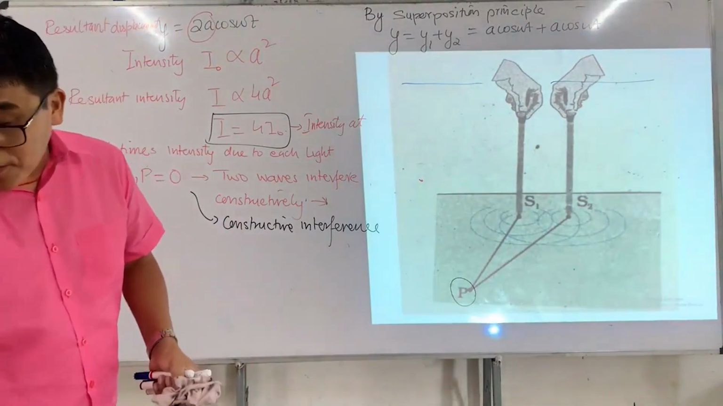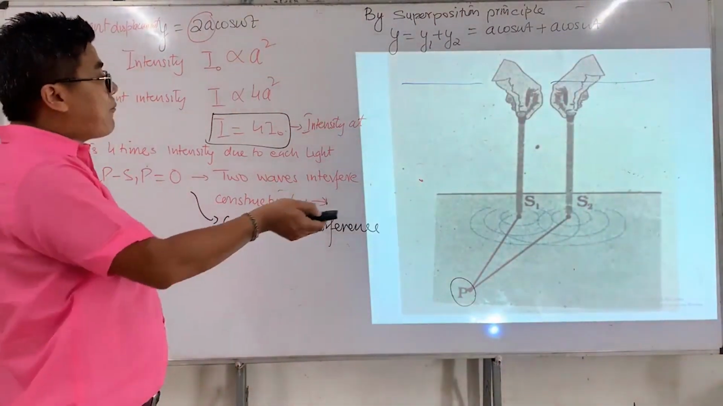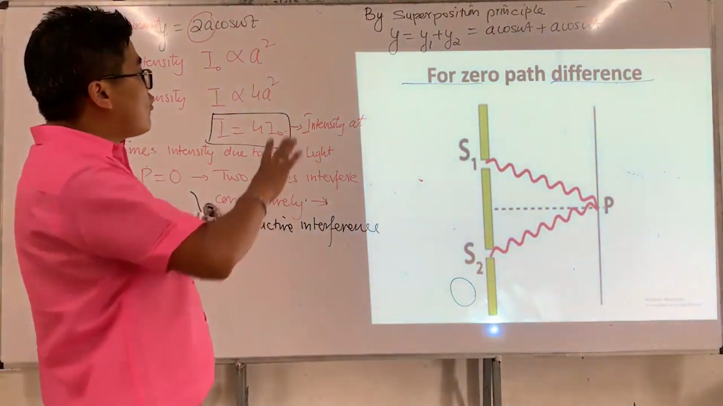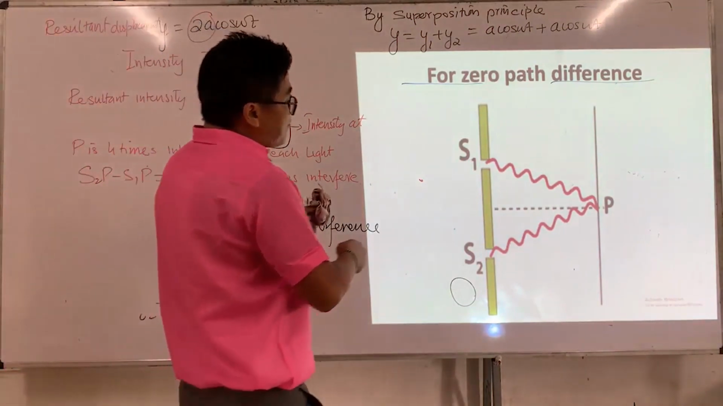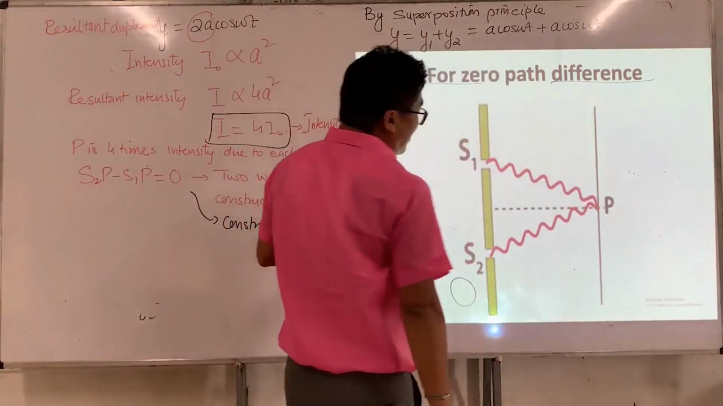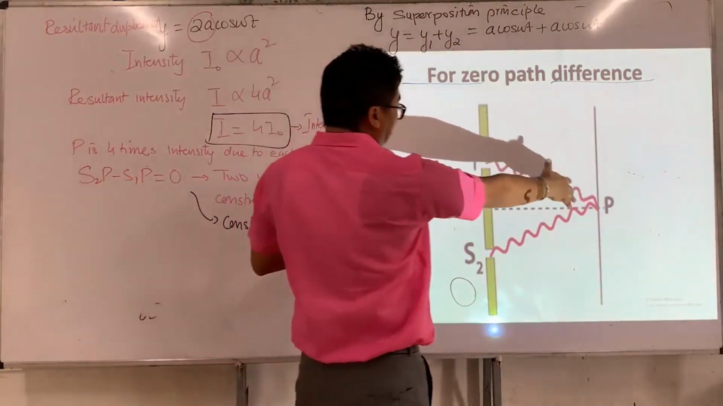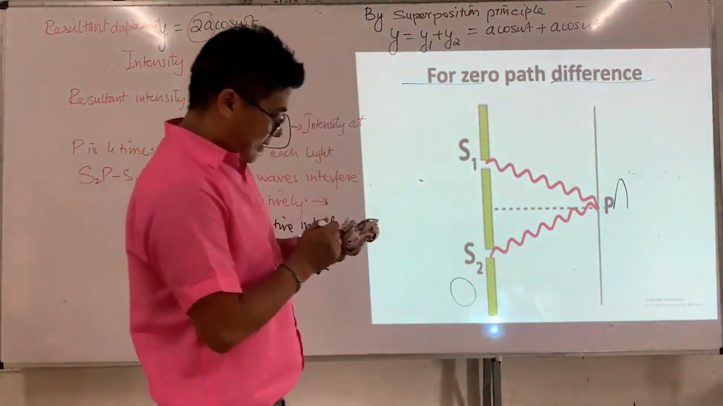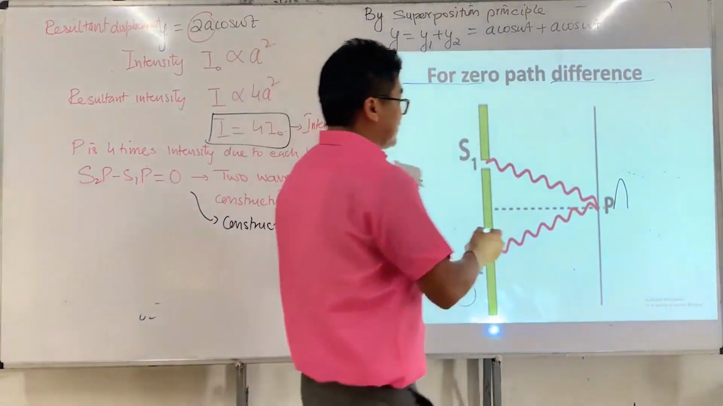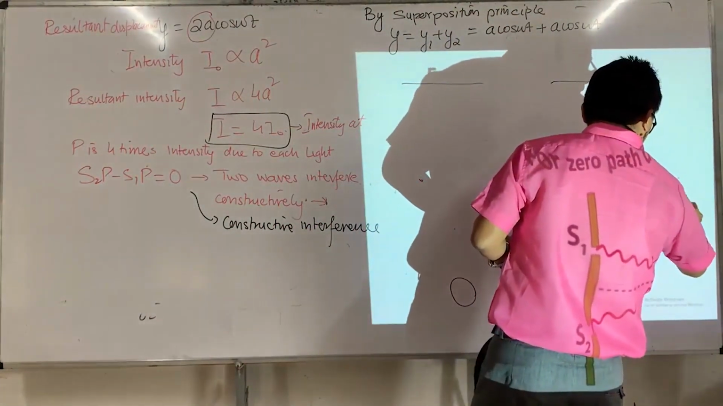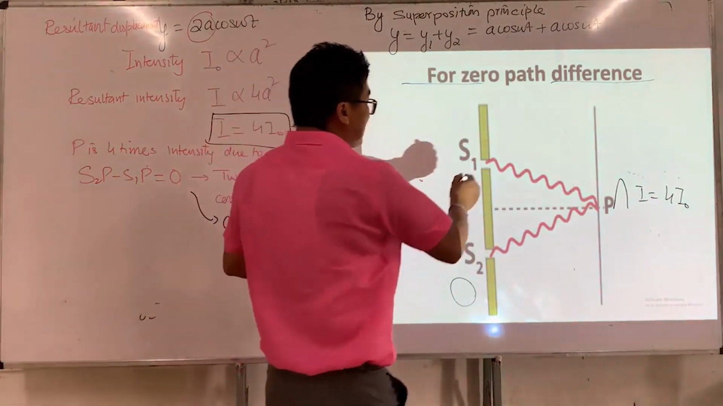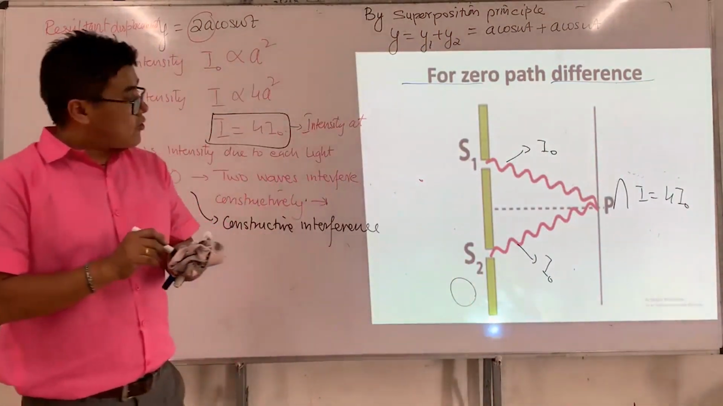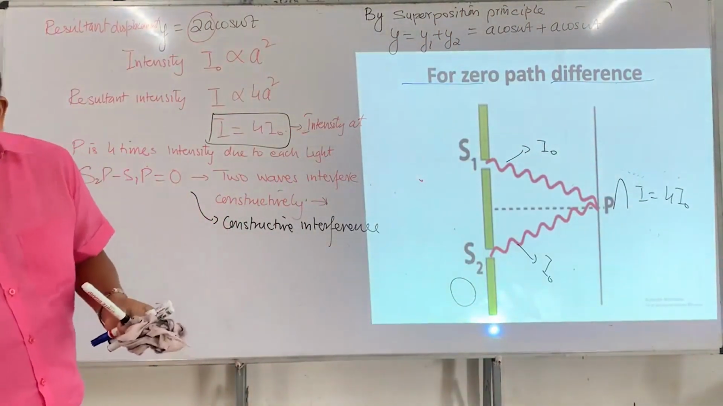Now I'm going to discuss this. For 0 path difference at point P, crest is going to combine with crest, and intensity is 4 times the intensity of the individual waves. This has intensity I naught, this has intensity I naught, so the resultant intensity is 4 times. This is what we call constructive interference.